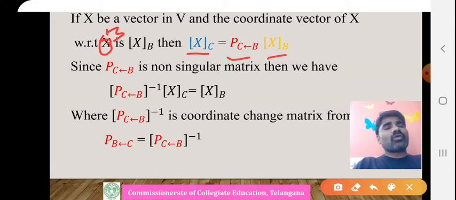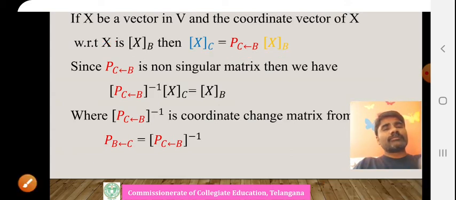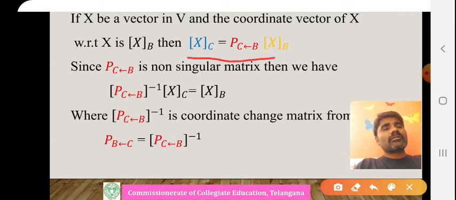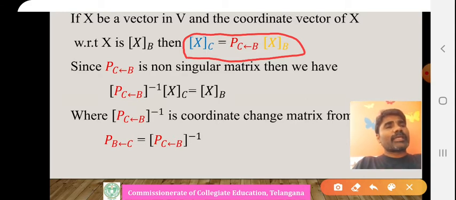If the coordinate vector of x with respect to B is known, then the coordinate vector of x with respect to C is given by P from B to C into the coordinate vector of x with respect to B. This is the formula to find the coordinate vector of x with respect to C when the coordinate vector of x with respect to B is known.